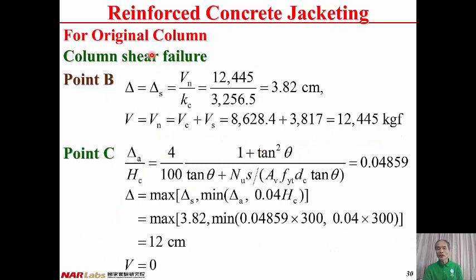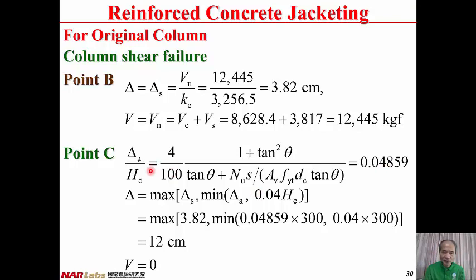For the original column, under shear failure, point B, delta equal to Vn divided by Kc equal to 3 point something centimeter. And V equal to Vn, that's the shear strength of the original column, equal to 12 something ton-force. And point C, by using the empirical formula, delta A divided by Hc equal to 0.04 something.